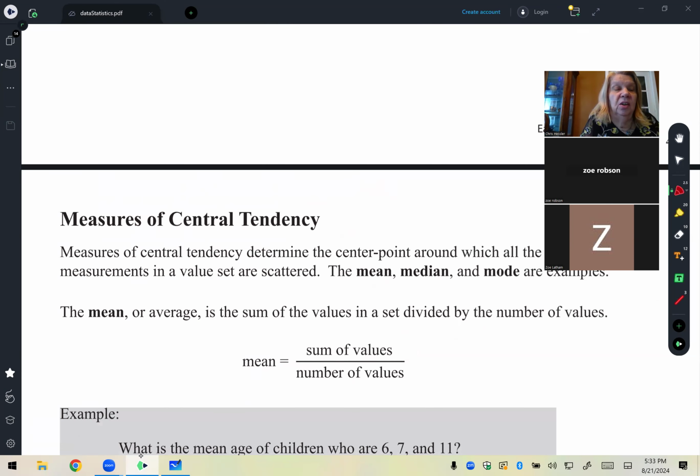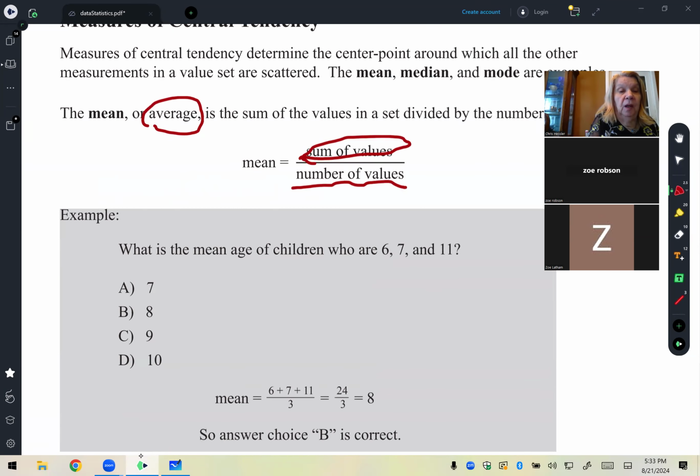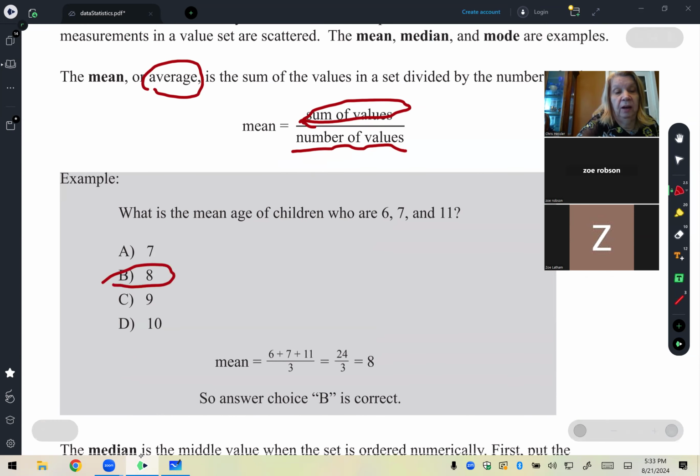And Zoe Robson took AP statistics, so this is gonna seem easy. So the average is you just add everything up and you divide by how much you have. Pretty easy. So we can add these numbers, and so B would be correct. You just take the sum over the numbers you have.